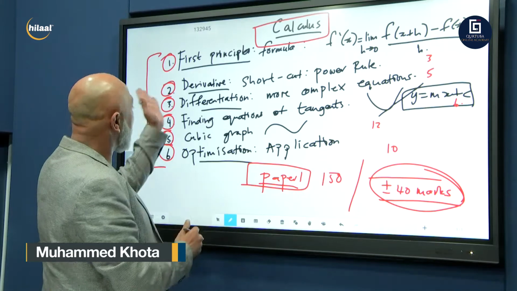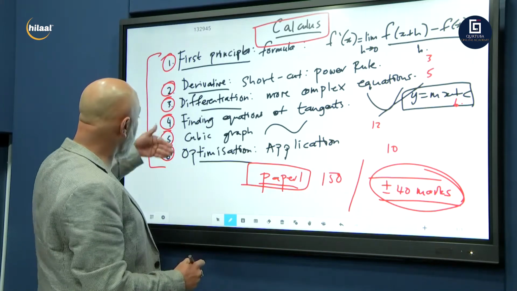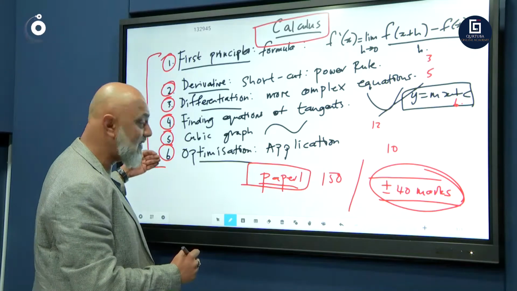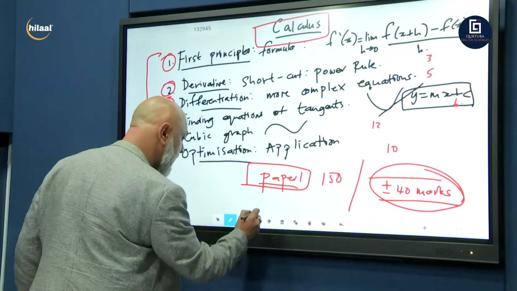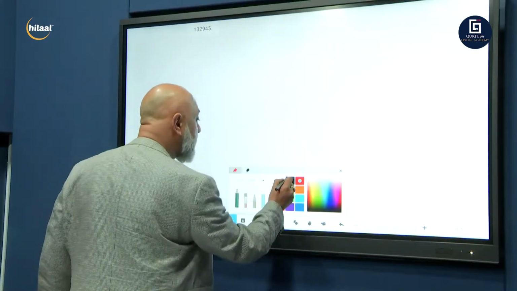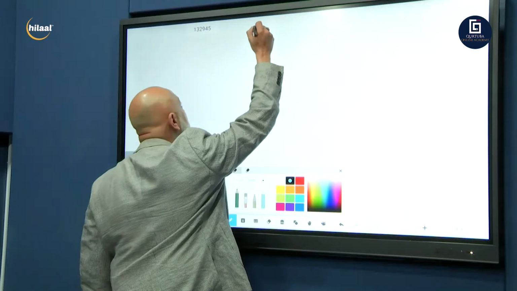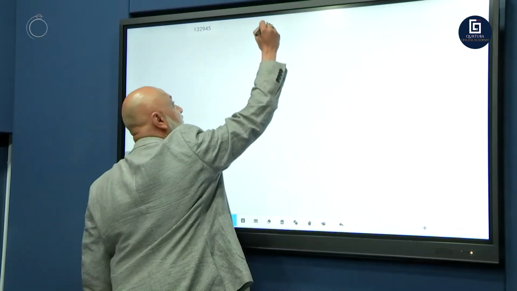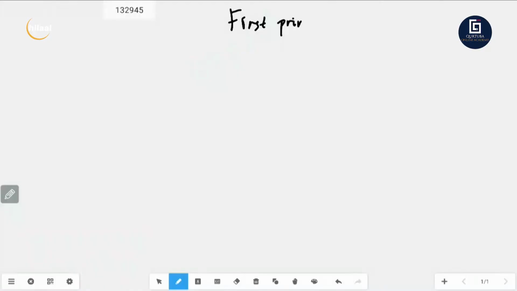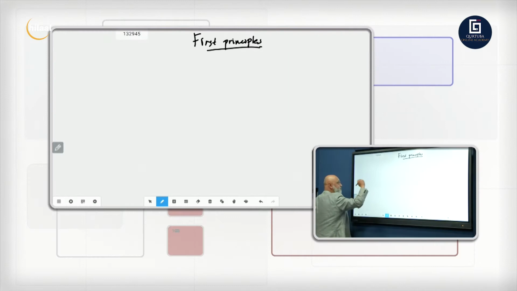All right, so you've taken this down. This is the topic list. We're going to go through it item for item. We've got 6 items to complete. Let's start from scratch. So here goes. Let's start off with our first topic, first principles. So put the heading there, first principles. So let's go. Question number 1.